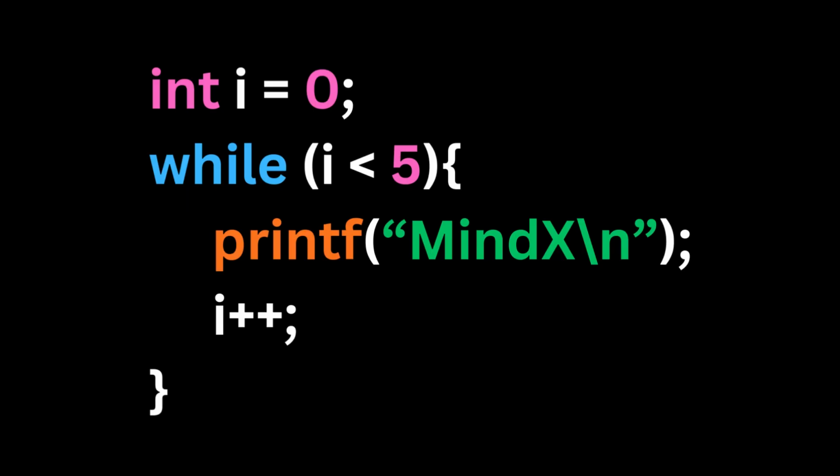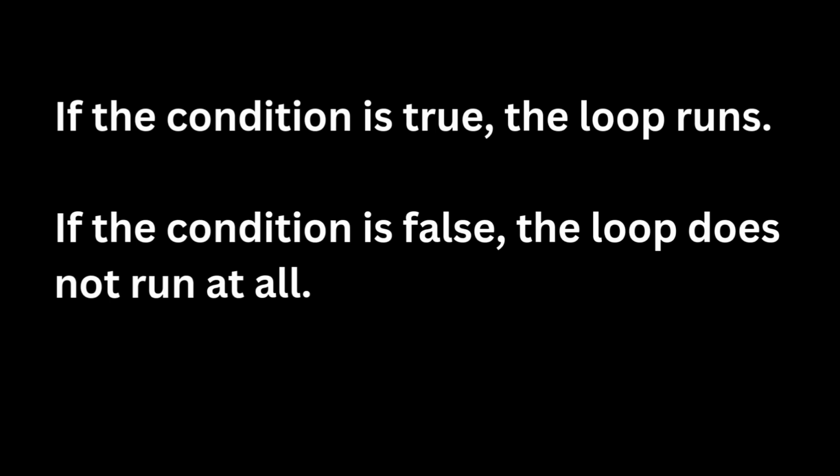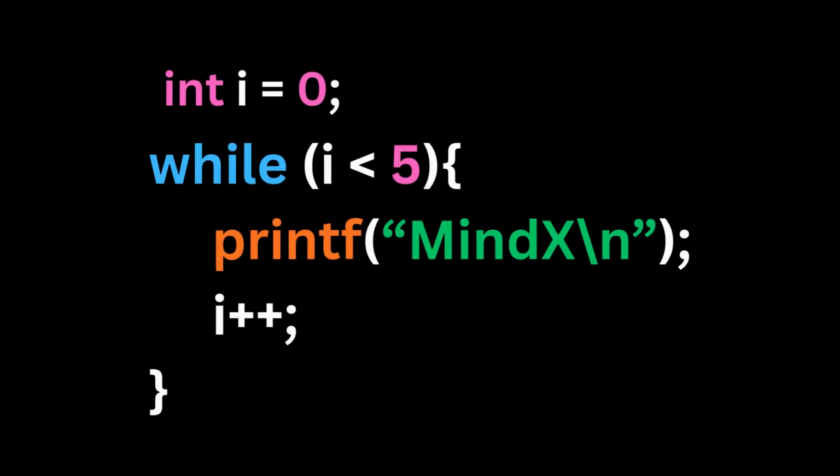In a while loop, the condition is checked first. If the condition is true, the loop runs. If the condition is false, the loop does not run at all. Let's see what actually happens.